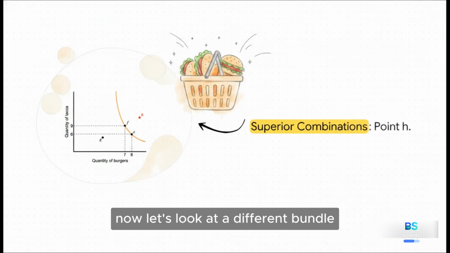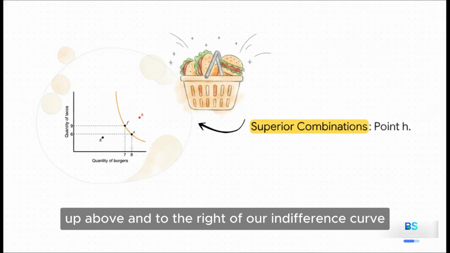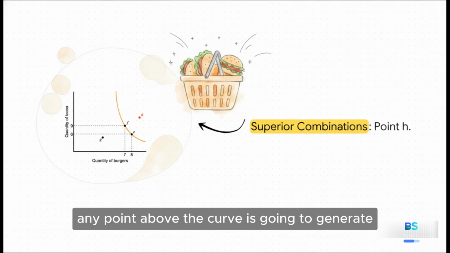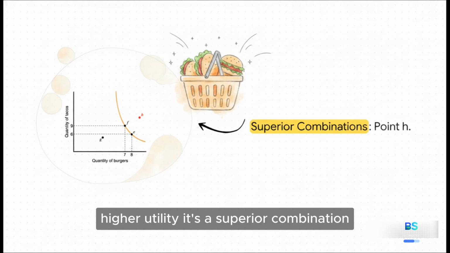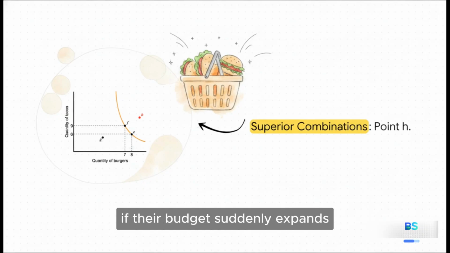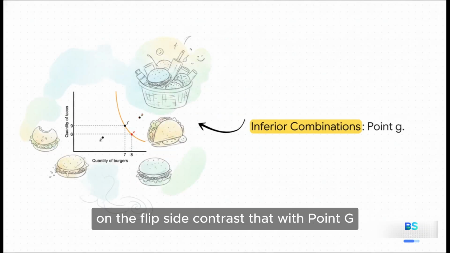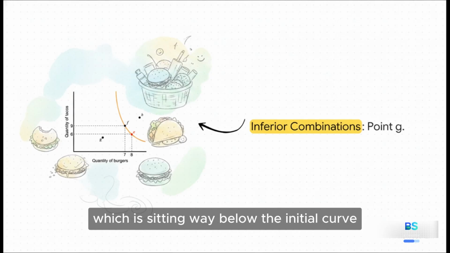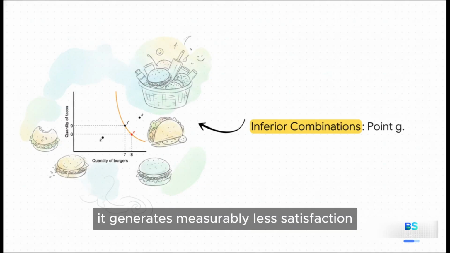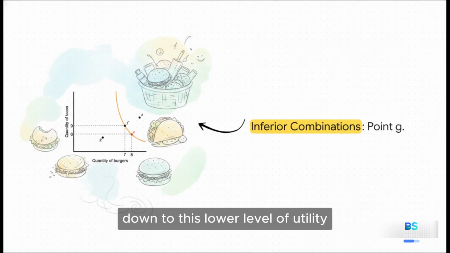Now let's look at a different bundle. Point H sits high up, above and to the right of our indifference curve. It just represents more goods overall. Mathematically speaking, any point above the curve is going to generate higher utility. It's a superior combination, and a rational consumer will always aim for it if their budget suddenly expands. On the flip side, contrast that with point G, which is sitting way below the initial curve. This combo offers fewer goods, and it's just an inferior option. It generates measurably less satisfaction, and honestly, the consumer will naturally try to avoid dropping down to this lower level of utility whenever they can.